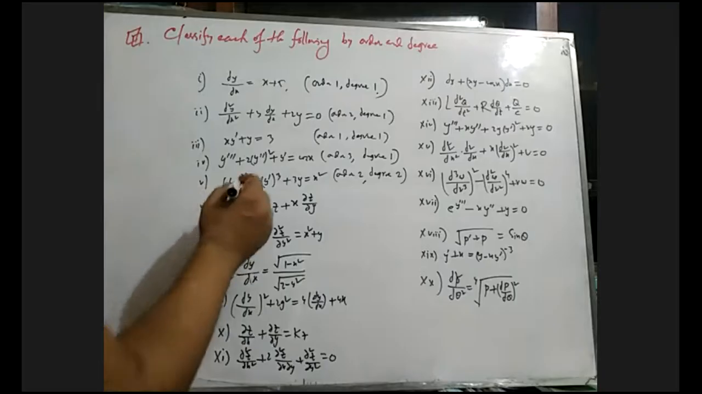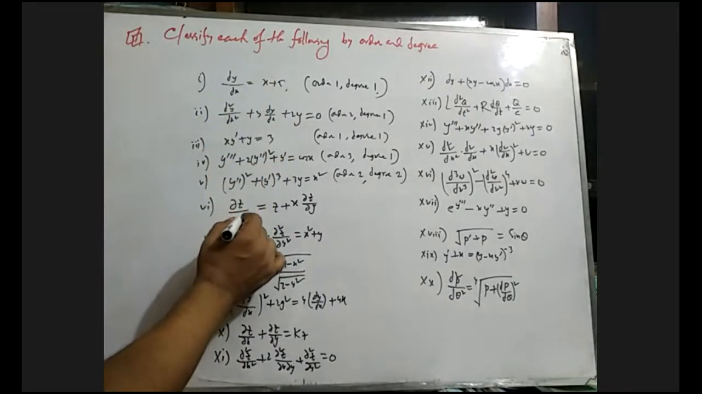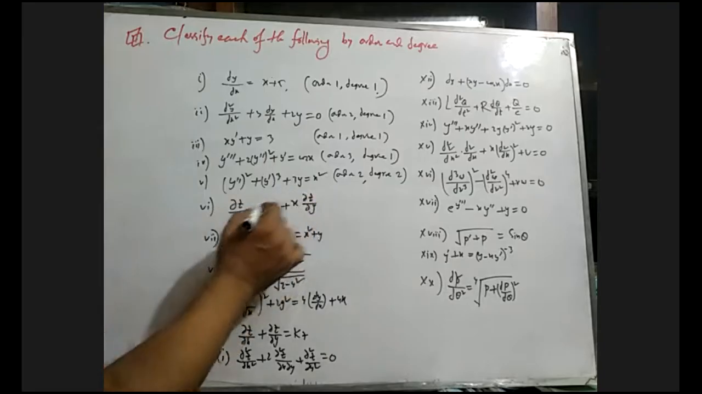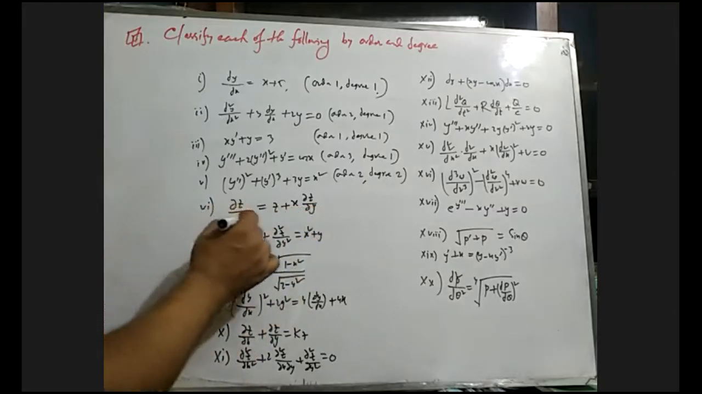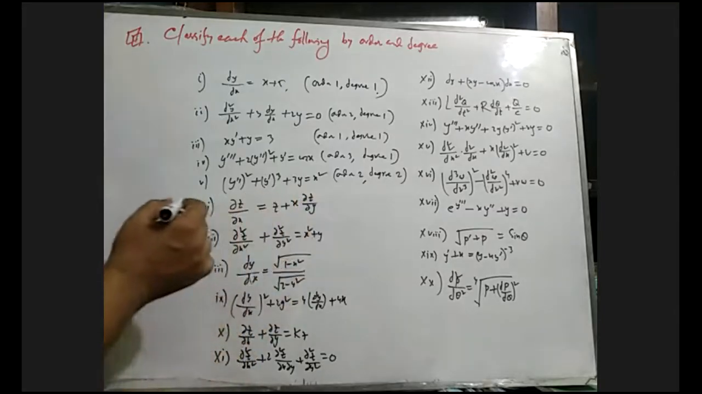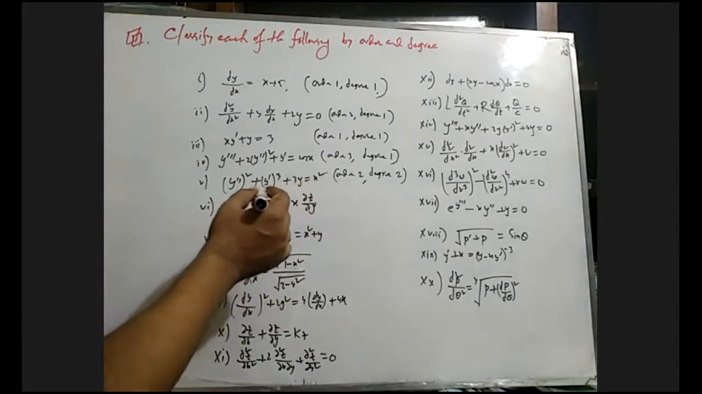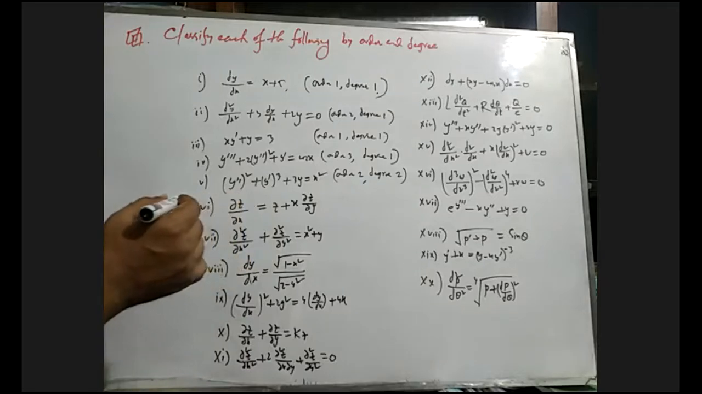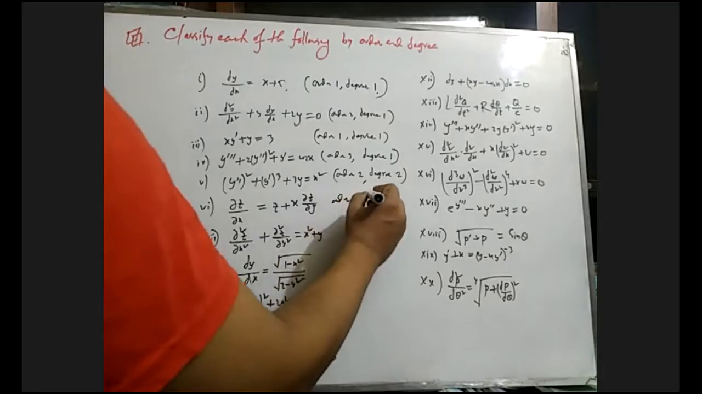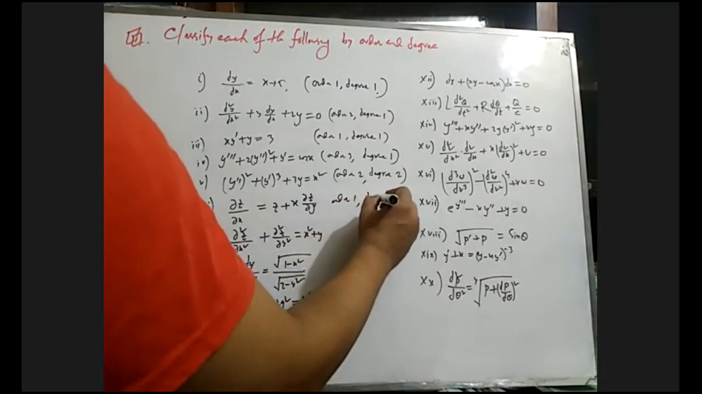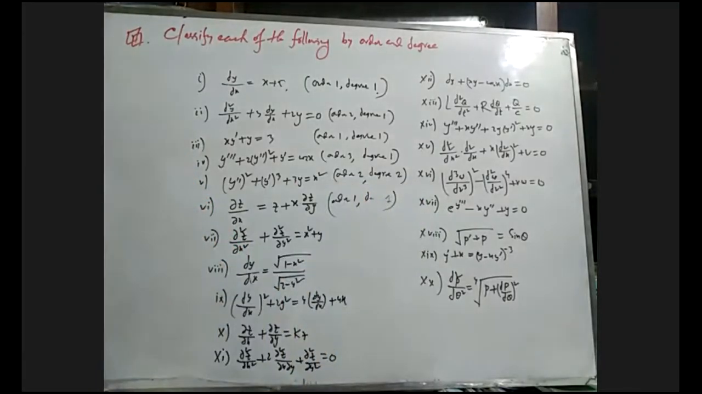Now these all are ordinary differential equations, remember it. But this is a partial differential equation, because the dependent variable is single and the independent variables are more than 1, that means 2 independent variables. This is why it is a partial differential equation. And here order will be 1, and degree also 1.